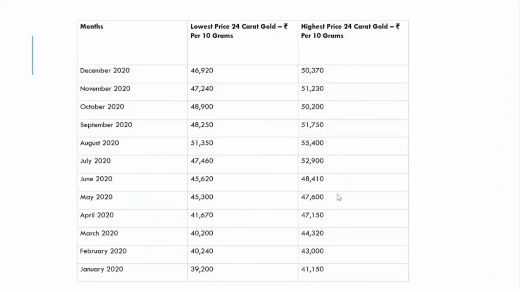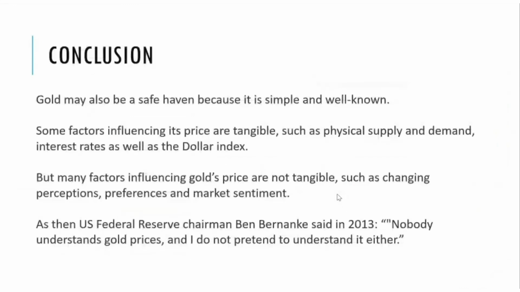And now with the second wave of the coronavirus starting, gold has again gained a stronghold. Gold may also be seen as a safe haven asset just because it is very simple and well known. Throughout history, we have always trusted in gold. Some factors influencing its price are very tangible in nature, like the physical supply and demand of gold, interest rates, as well as the dollar index.